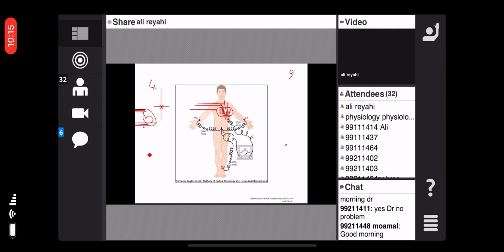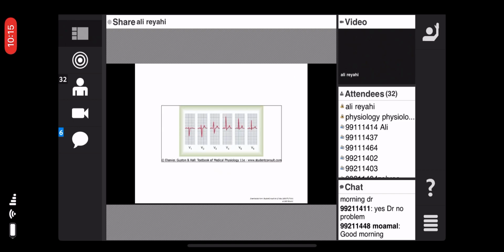The 12 leads of ECG can be categorized in two ways. 3 of them are bipolar: lead 1, 2, and 3. 9 are unipolar, and these 9 unipolar leads can be categorized into 3 unipolar limb leads and 6 unipolar precordial leads.